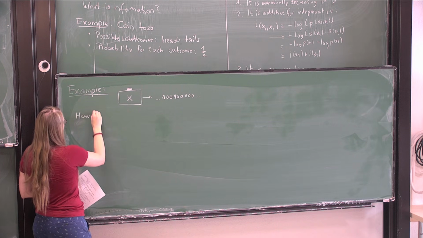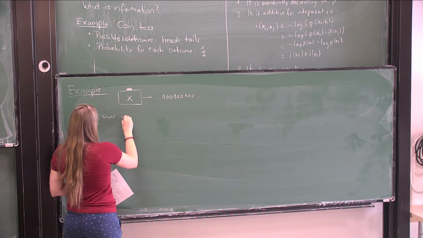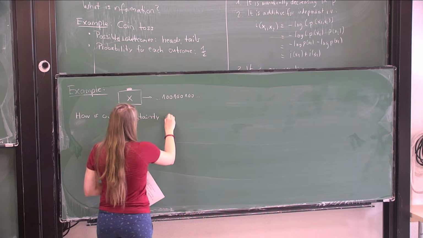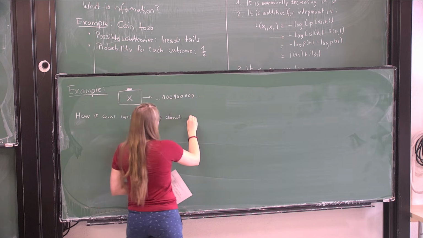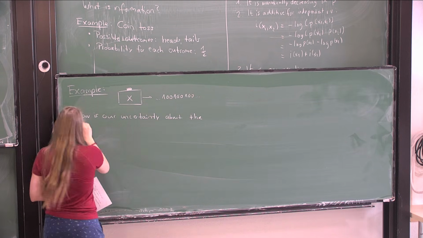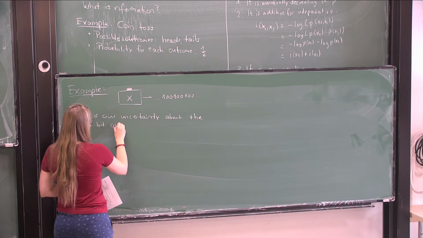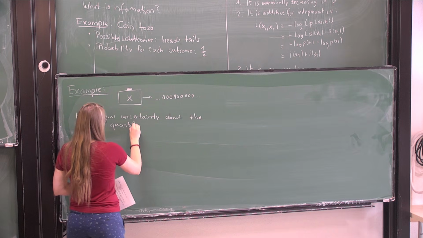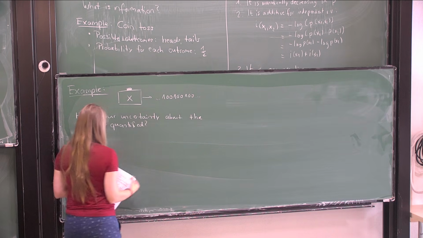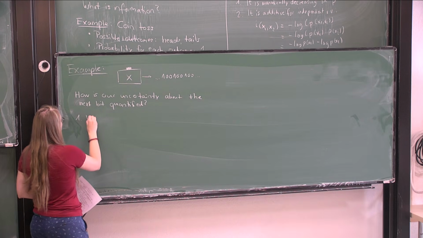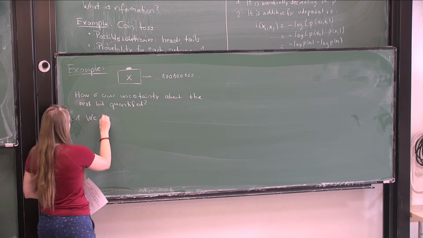So the question is, how is our uncertainty about the next bit quantified? Okay, and the first scenario is that we haven't seen any output yet.